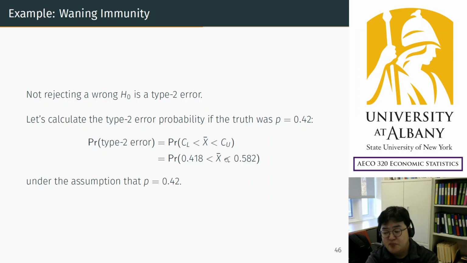Okay, so now suppose that your data tells you the probability is actually 42%. So what if the truth was 42%? Then how much would the type 2 error probability be? Let's calculate. We are going to make the assumption that the truth is 42%. Your belief was 50%.